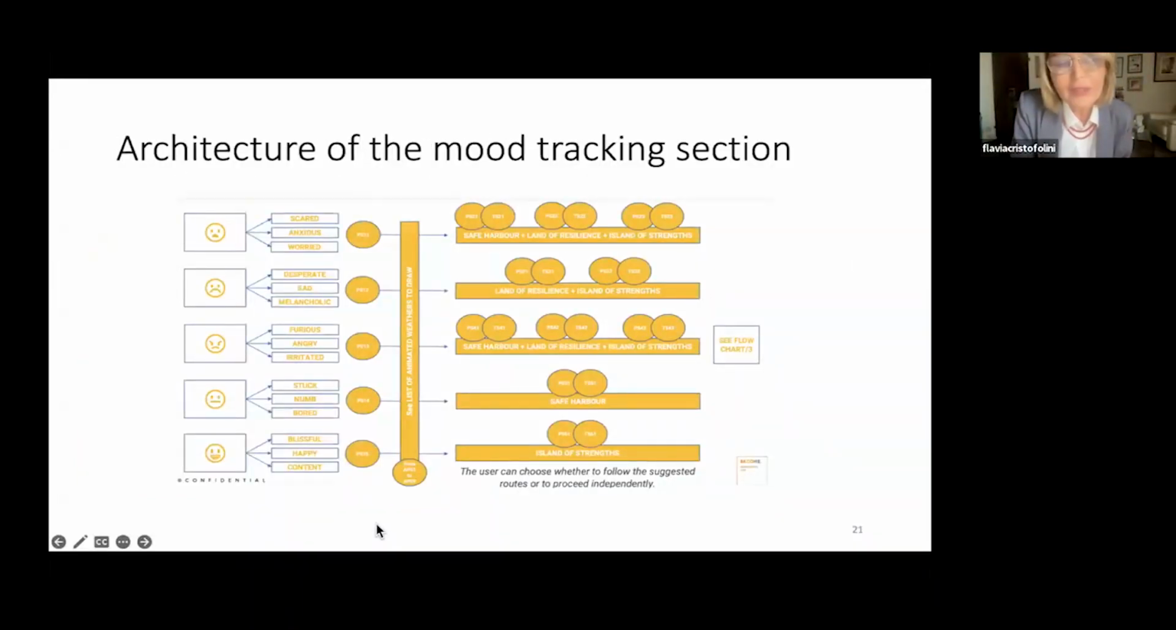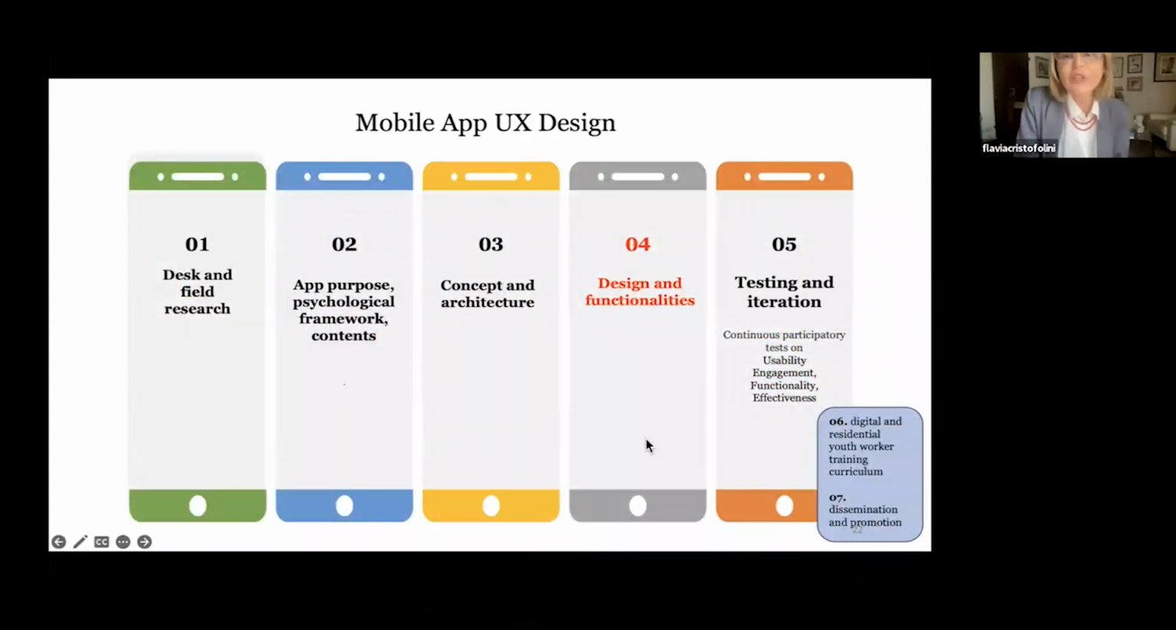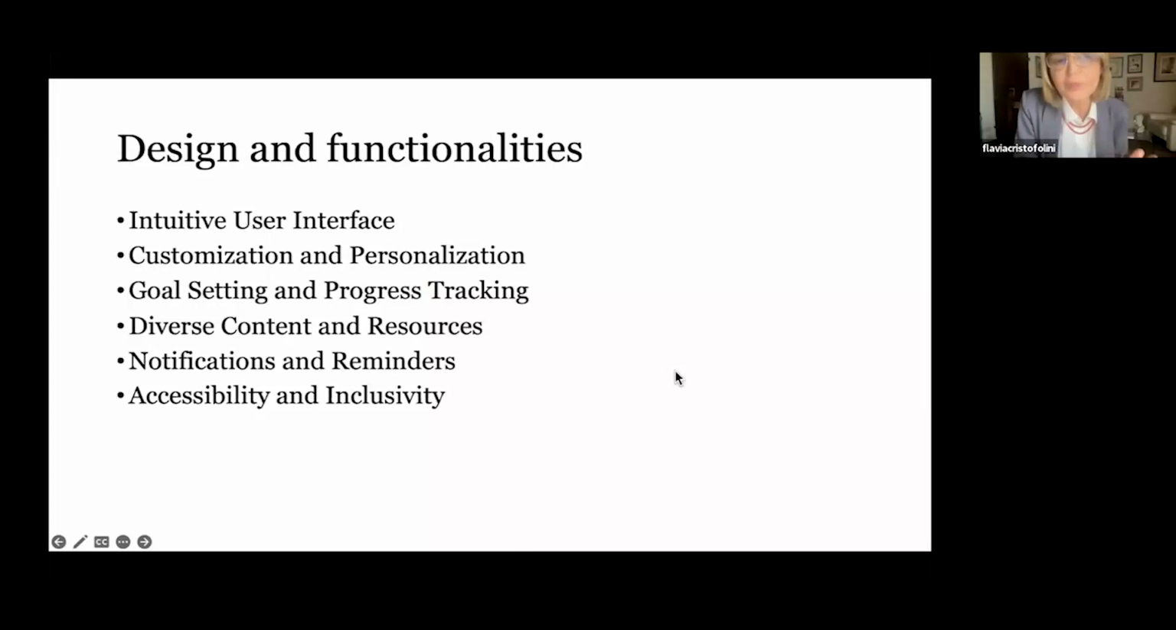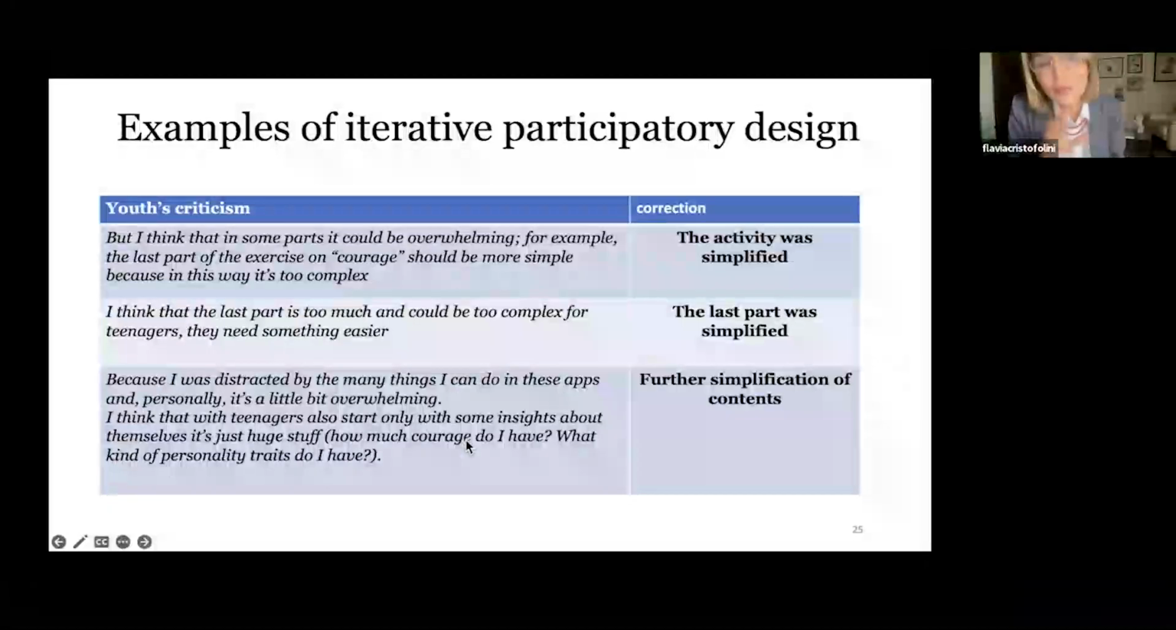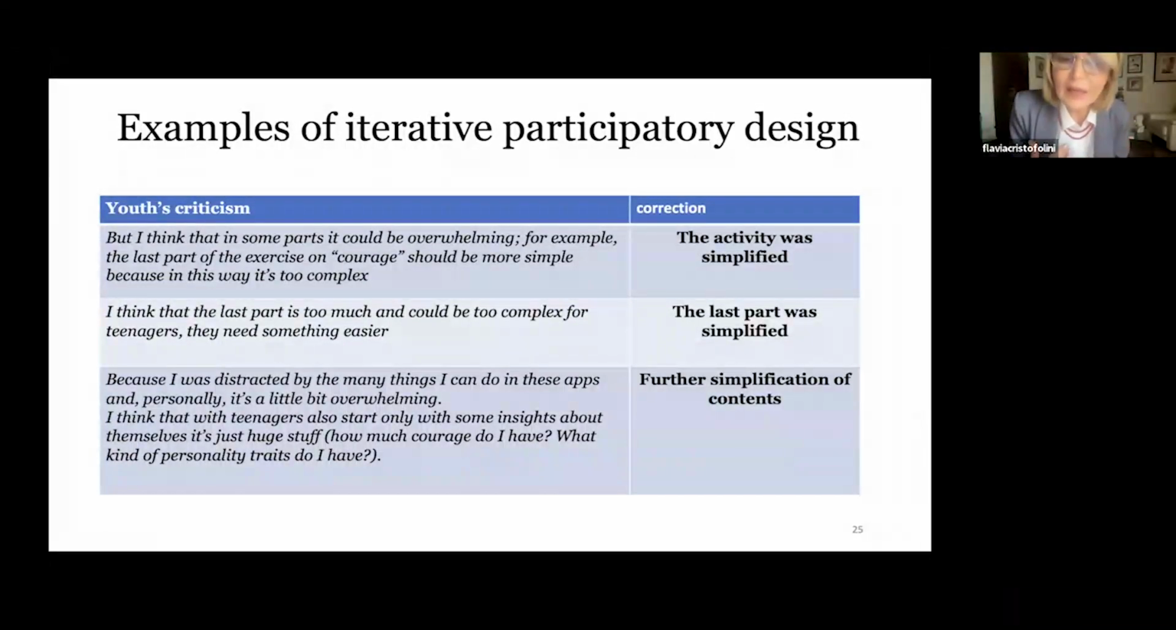This is just one example of the architecture. There was a huge work of architecture in organizing all the activities and the tasks. And as regards the design and functionalities, I presented in the beginning the main effort that we made for the design. And finally, the testing. As one example of the human-centered design I was talking about before, here is one example of this iterative and participatory design with the youth themselves.